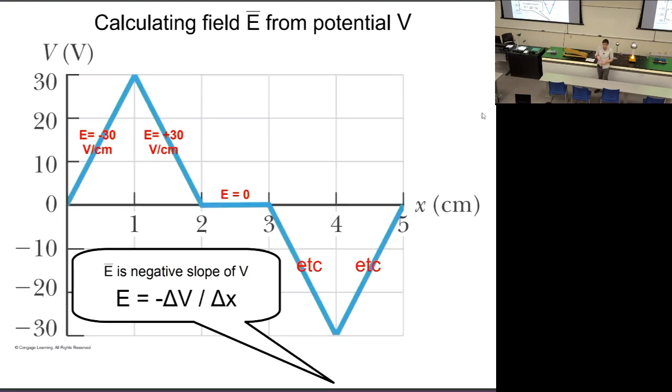So on this graph, I've plotted the electrical potential, that's the vertical axis, versus position in space, that's the horizontal axis here. So I've got position in space measured in centimeters, and vertically electrical potential measured in volts.